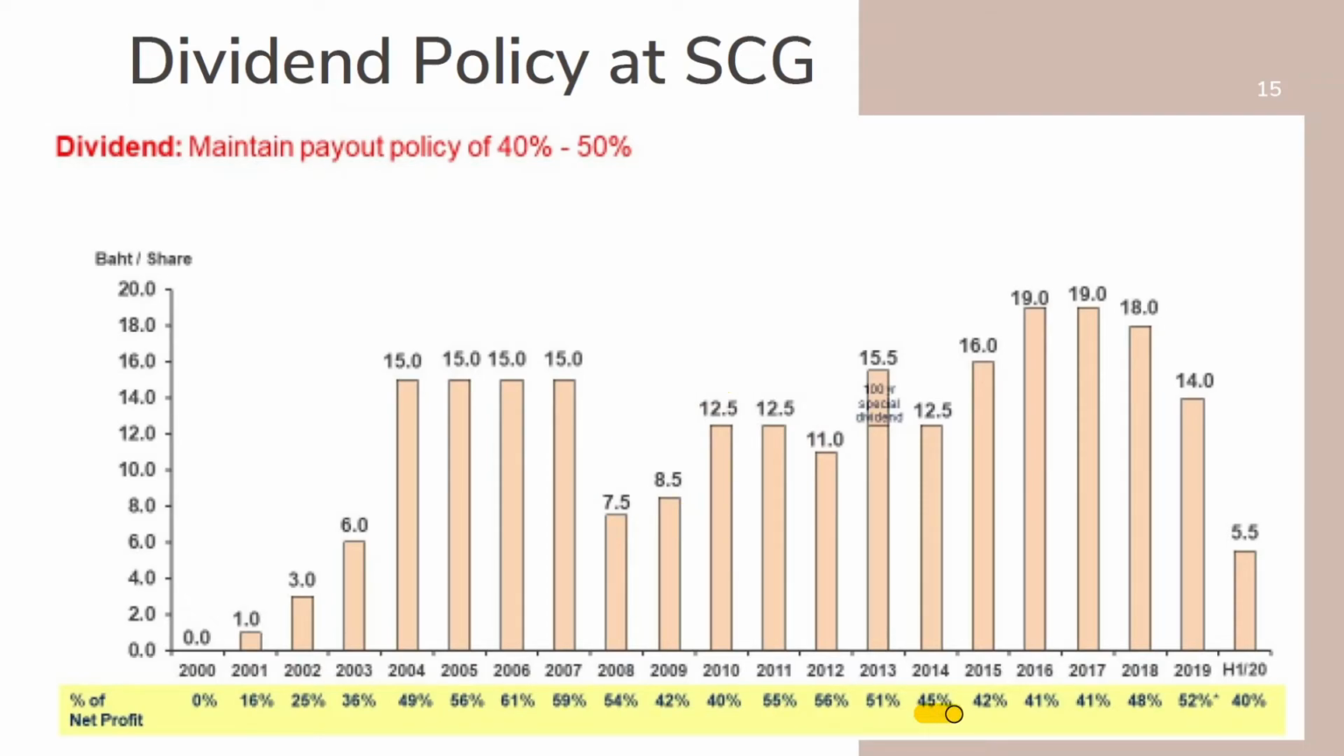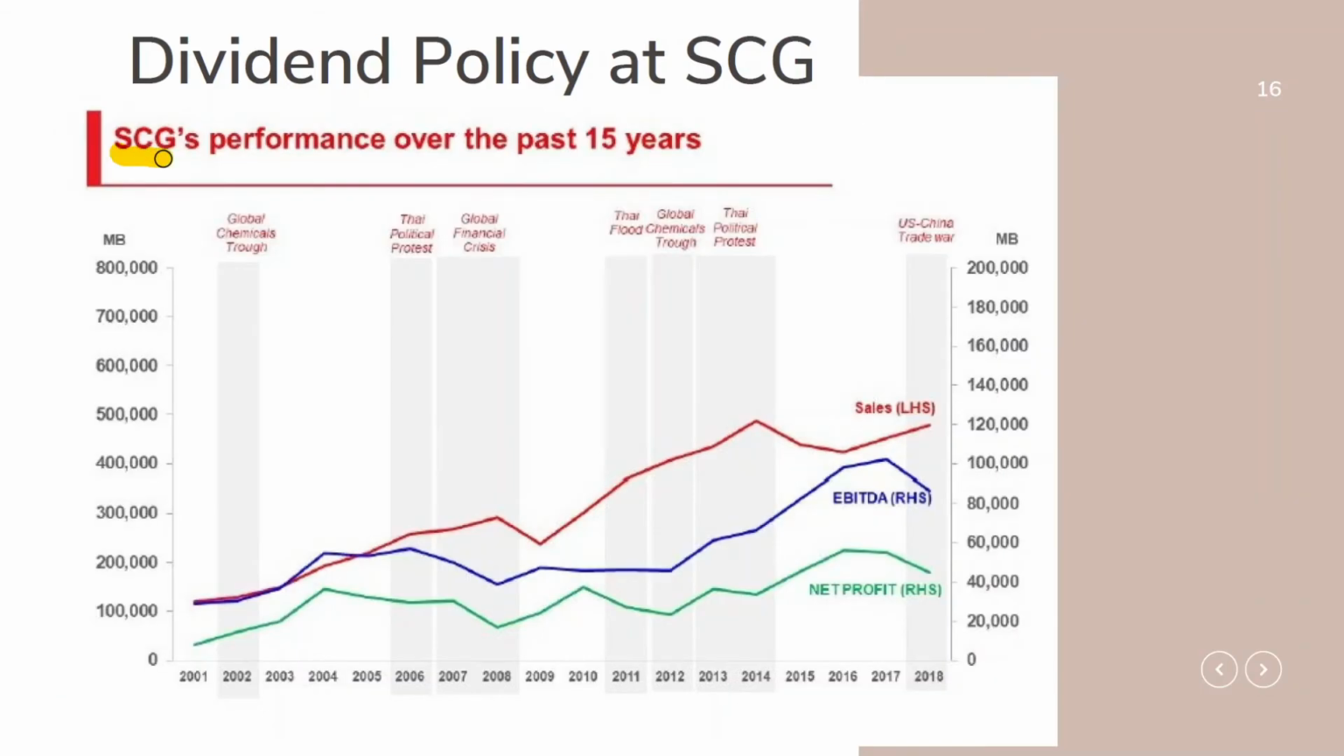During 2014 to 2019, the dividend payout ratio ranged between 40 to 50%, and this continued even during the COVID-19 crisis in 2020. We can see that the amount of dividend varies depending on the firm's business performance. Looking at the company's business performance over the past 15 years, the company's dividend policy is set between 40 and 50% of the net profit. So the dividend amount varies up and down with the company's net profit.